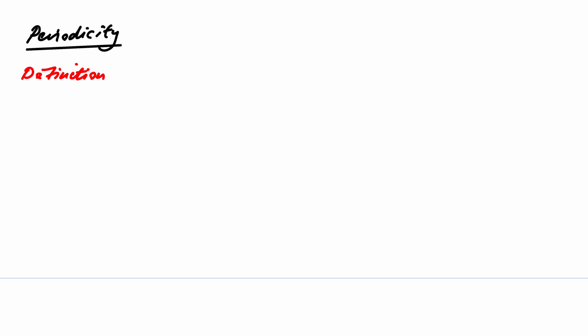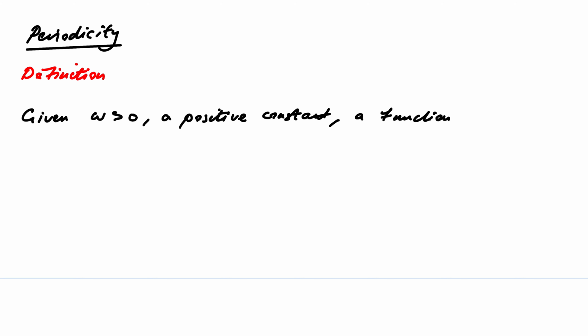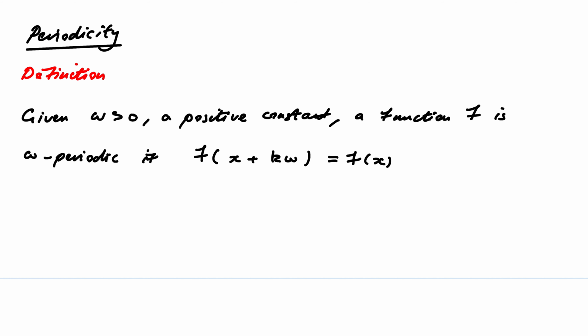Periodicity. So, definition. Let me just jump straight in and tell you what I mean. Definition: given some positive constant omega, a function f is omega periodic if the following is true: if when I take my input and I add any integer multiple of omega, it doesn't affect it. So f(x + k omega) = f(x) for all x in the domain.